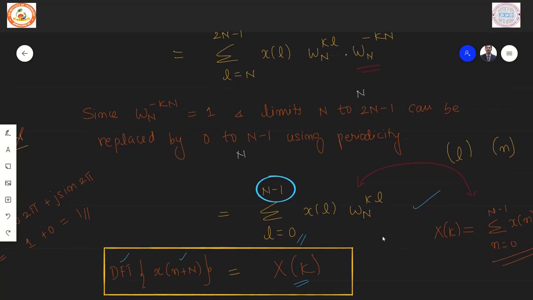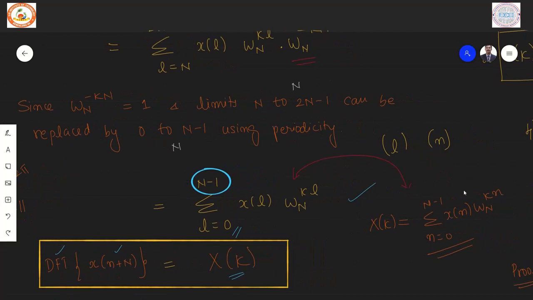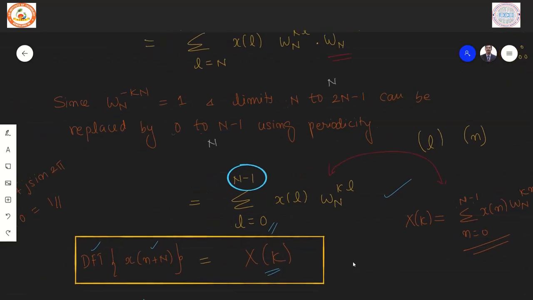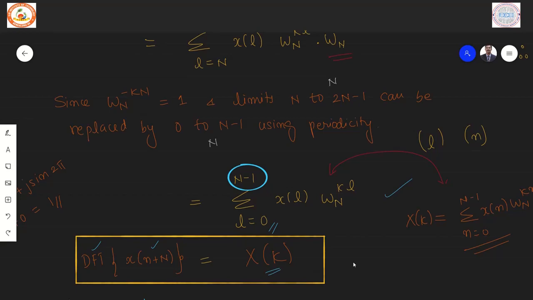Now this equation resembles the DFT equation. So for your convenience, the DFT equation is also written here. We find almost all the terms the same except for the usage of L in place of n. Since it's an index, it doesn't really matter what the index is called because the function will still be the same. Therefore, this is the same as a DFT equation. So we are calculating the DFT of x of L, which is nothing but X of k, and hence we have proved that the DFT of x of n plus capital N is equal to X of k. So this is the periodicity property.